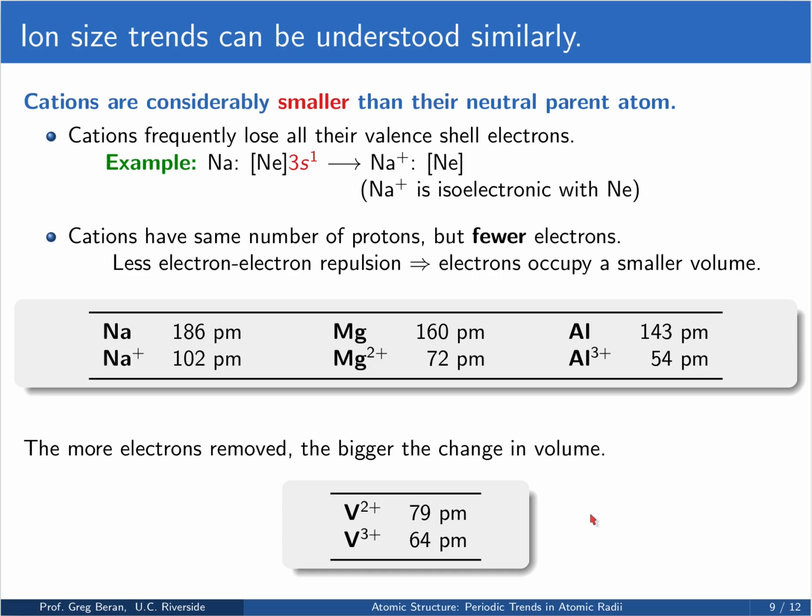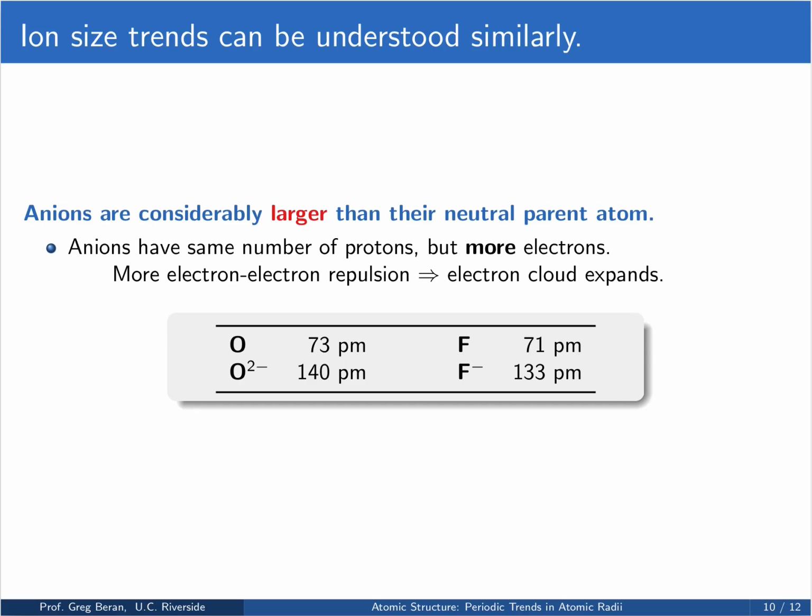This vanadium example makes this even clearer. Vanadium can form either +2 or +3 cations, and you can see that the +3 cation is somewhat smaller than the +2 one. In contrast, anions are considerably larger than their neutral parent atoms. You can think of this from the perspective that we still have the same number of protons, but we now have more electrons. So there's going to be more electron-electron repulsion, and that's going to cause the electron cloud to expand to reduce that repulsion.